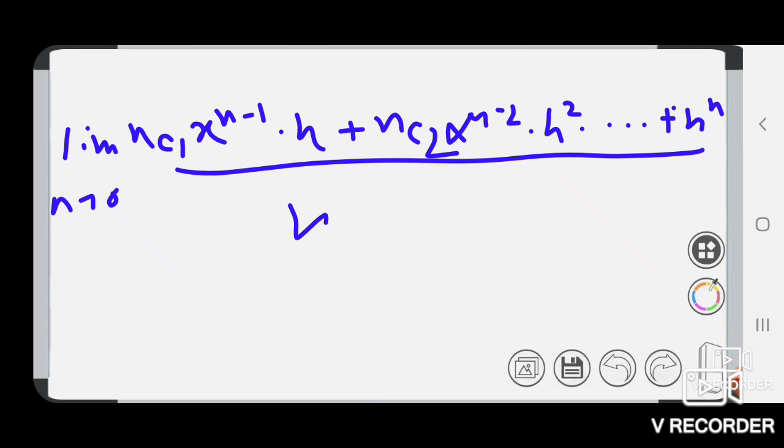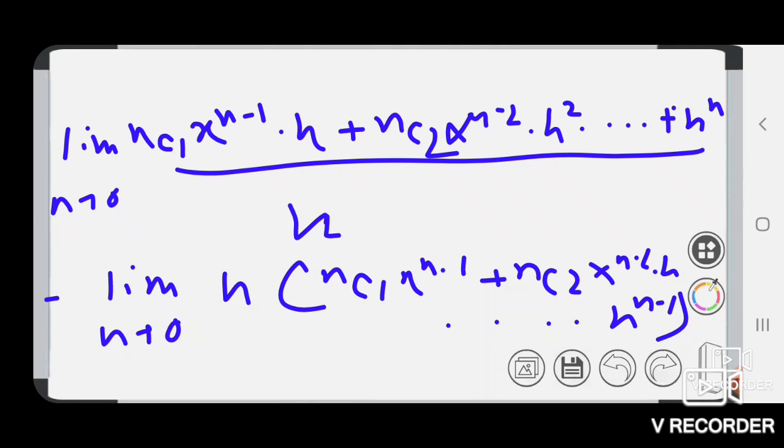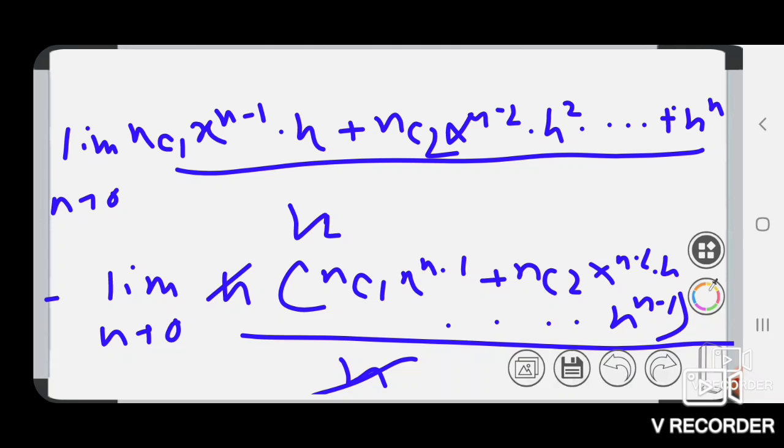Now just take h in common. So at first there is nC1 x to the power n minus 1, and the h is in common, so we don't need to write it. Plus nC2 x to the power n minus 2 times h to the power n minus 1, as we have taken h as common, divided by h, so h gets cancelled, and that is left.